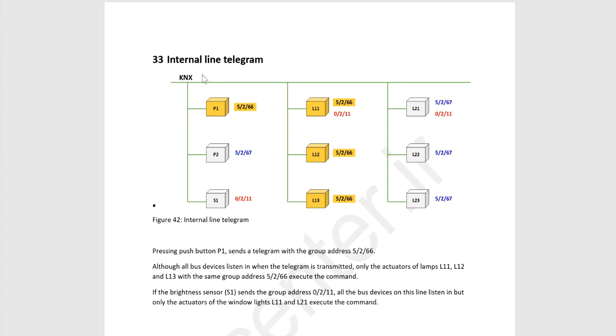The book says to consider that there is no line and area, no specific topology. We do not use any line couplers. We put every device right next to each other in one line. So what's happening in this project is that if some command comes from the push button or sensors, all the devices are listening, okay? So there is no control of the traffic, and it's not something that we like in KNX.